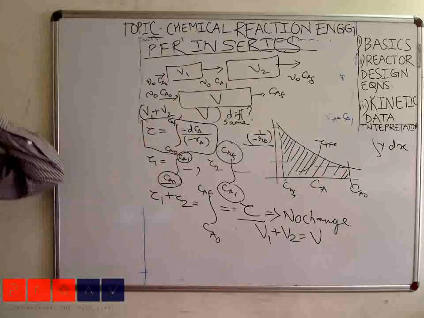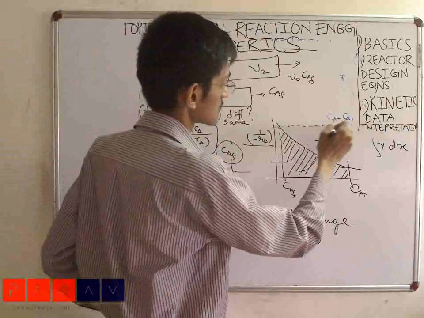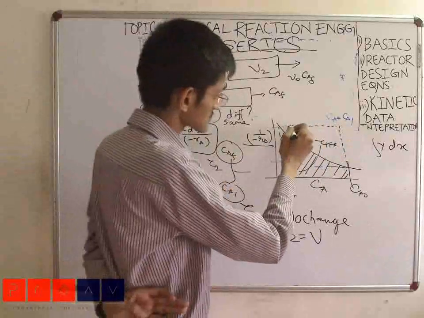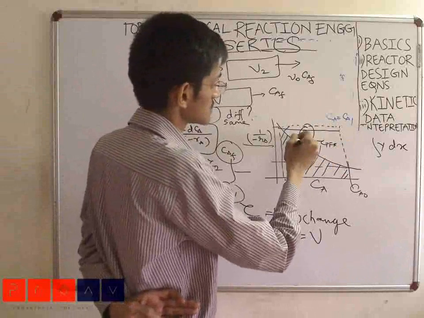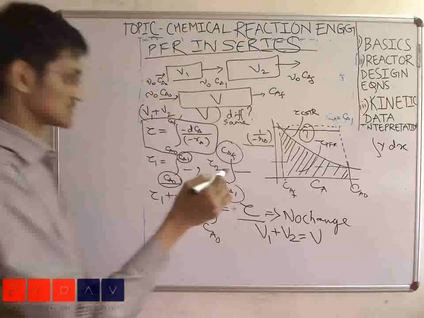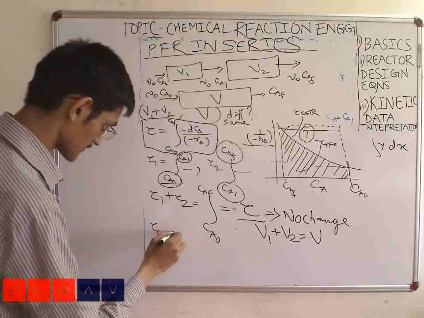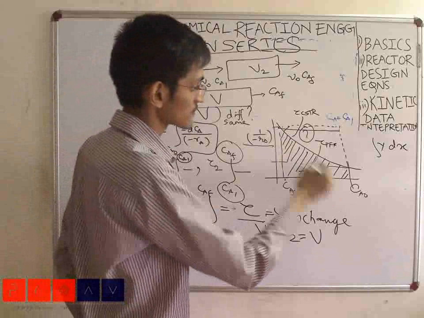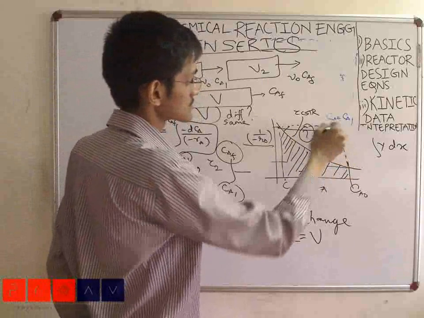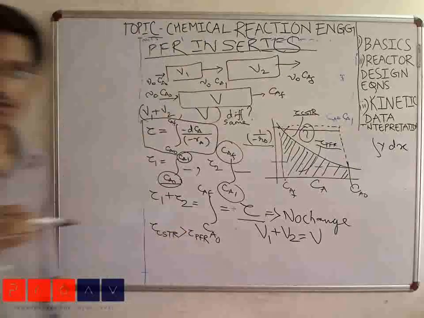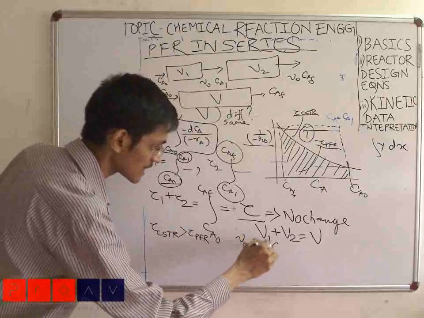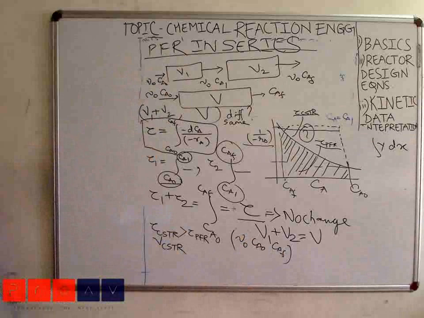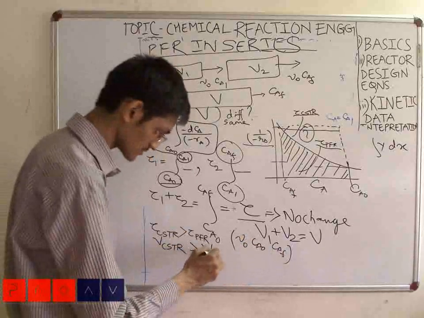Now compare a single PFR and a single CSTR. What we had for CSTR is nothing but the rectangle. So this rectangle has this excess volume. You can see this part is what is excess. So to compare tau of CSTR and tau of PFR, from this graph it's clear the area under the curve gives you tau PFR, as this whole rectangle with the dotted line gives you tau CSTR. So tau CSTR is greater than tau PFR for the same mu0, CA0 and CAF. Hence the volume required for the CSTR reactor would be greater than the volume required for the PFR reactor.